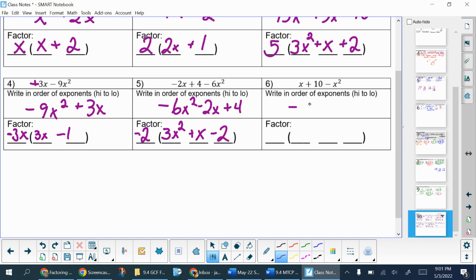The last one here, negative x squared plus x plus 10. If I look through there, the only thing that's in common is actually really 1. But I'm going to factor out a negative 1 to get rid of that leading coefficient. And now let's have x squared. So negative 1 times x squared is negative x squared. Negative 1 times negative x, because a negative times a negative makes a positive. And negative 1 times a negative 10, a negative times a negative makes a positive. Really didn't factor all that much out there. All I was doing was just trying to get that leading coefficient so it wasn't a negative number anymore.